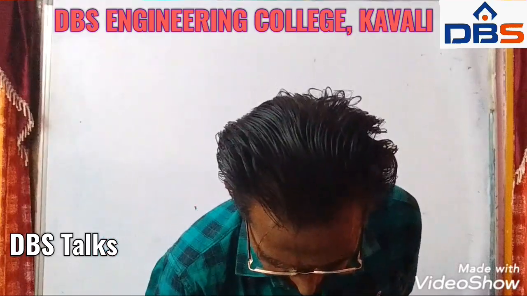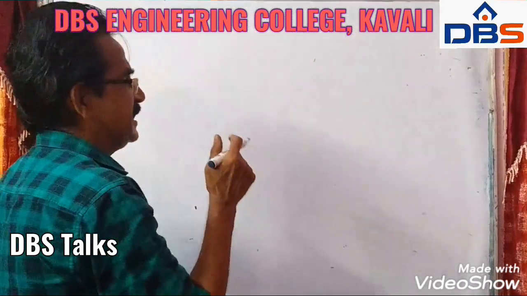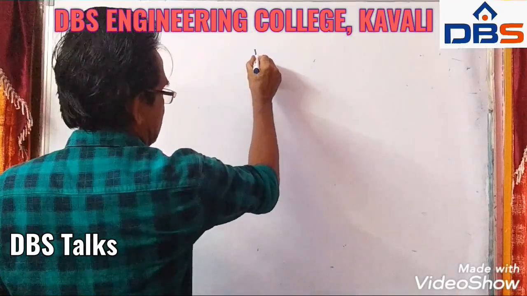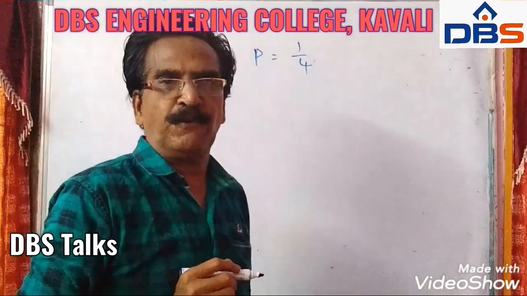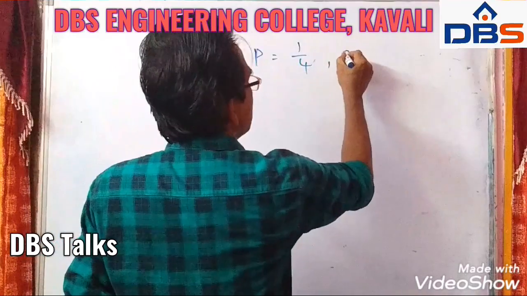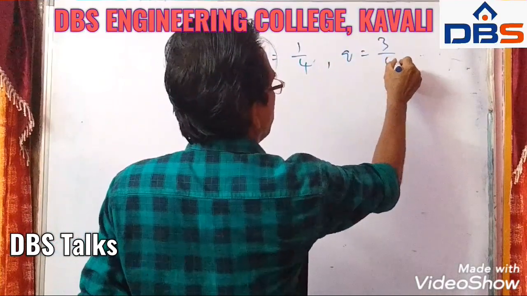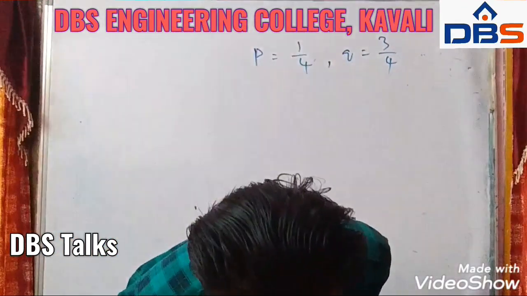The question is the probability of getting success. Probability of getting success means P is given, friends. P is 1 by 4. Then automatically Q is equal to 3 by 4, 1 minus 1 by 4, 3 by 4. So P and Q are known.